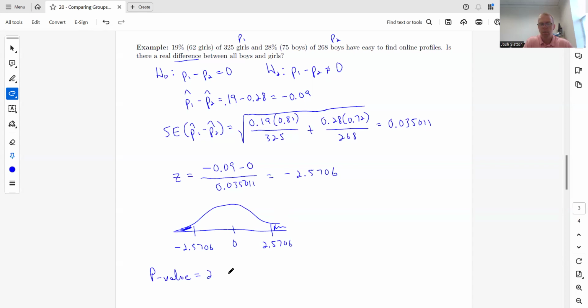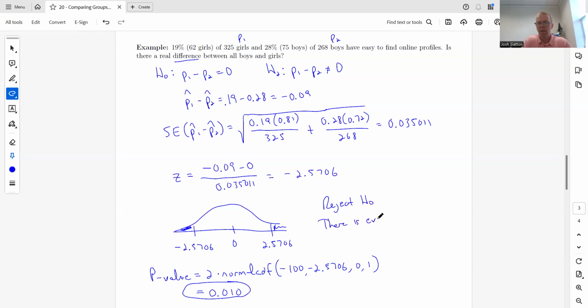will be 2 times CDF. You can find either one. We'll just find the left side. So negative 100 or negative 10 would be fine as well for the lower bound, upper bound is the z-score, and then mean is 0, standard deviation is 1, since we're putting this on a standard normal model. And then we get 0.010 for our p-value. So again, this one is small, so we're going to reject the null hypothesis, and there is evidence of a difference.